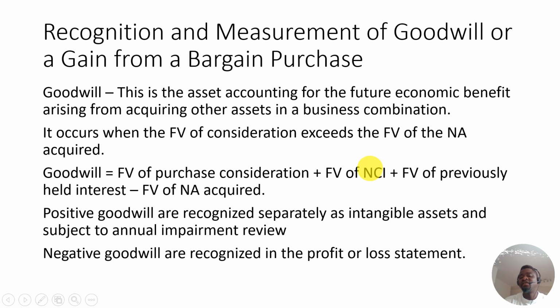Also, there is a fair value of non-controlling interest, because when you acquire an entity, you don't acquire, let's say, 100%, you only acquire 80%. There is a fair value of the non-controlling interest that we made mention of on the last slide. So we need to add it to the consideration.